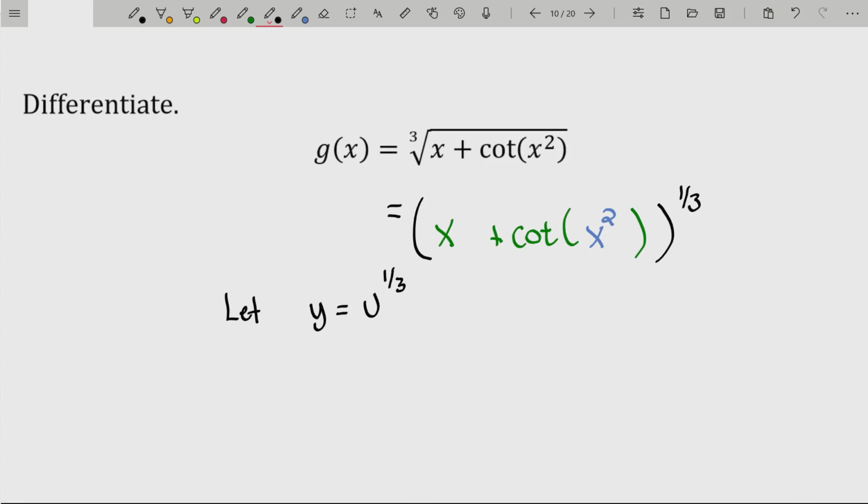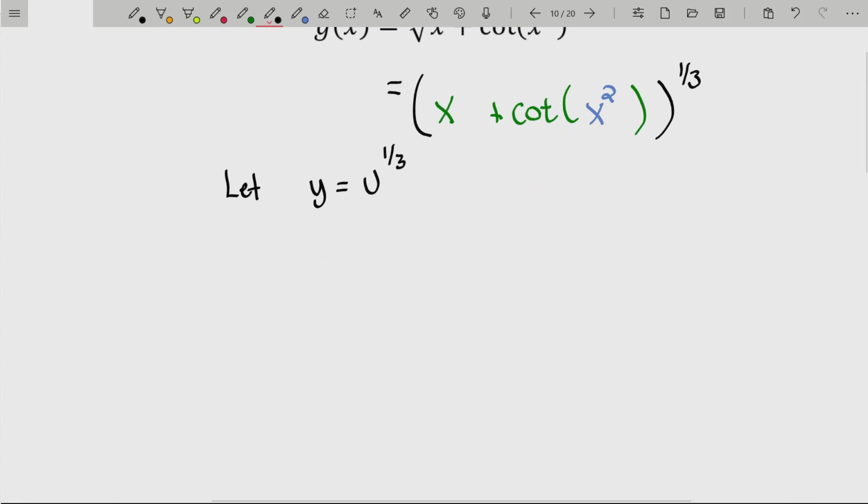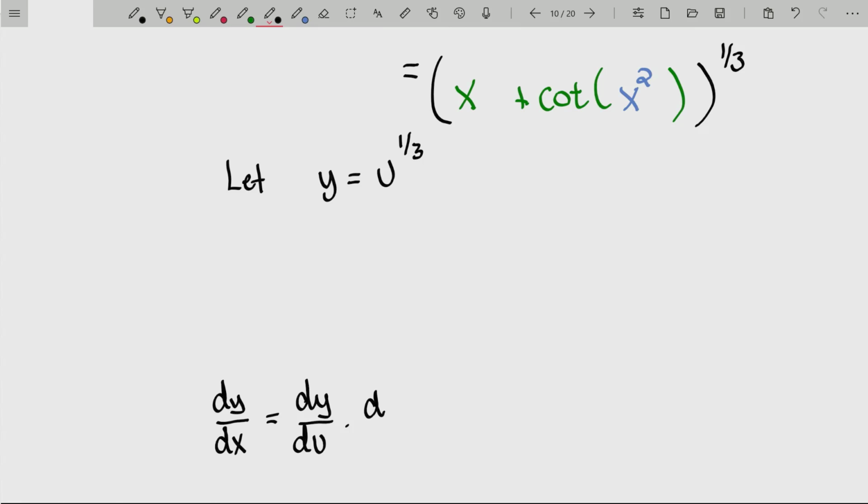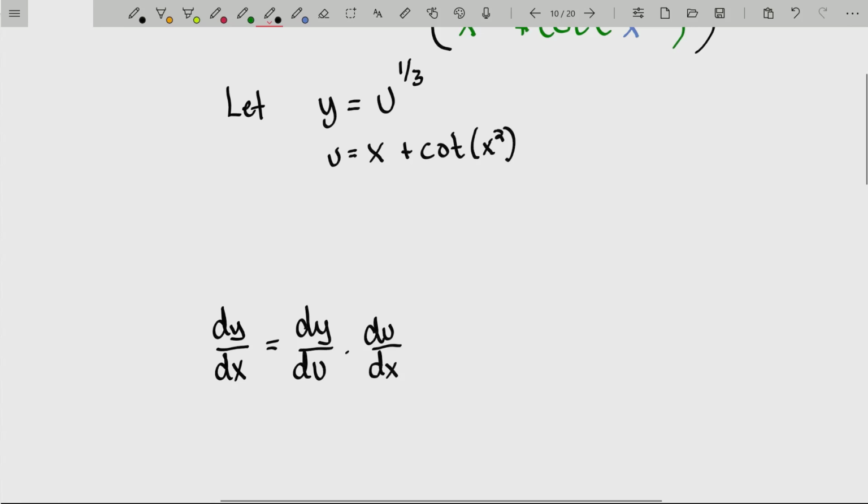Okay. And remember, we want to take the derivative. Let me write this down here. We want dy/dx. But right now, we're taking the derivative of y with respect to u, right? And then the derivative of u with respect to x, if we say, therefore, u is equal to x plus the cotangent of x squared. So far, I think that's okay. When we do that, the derivative of y with respect to u is 1/3 u to the negative 2/3.